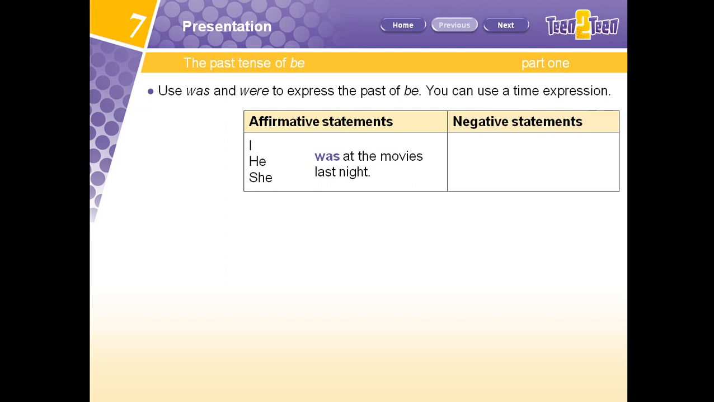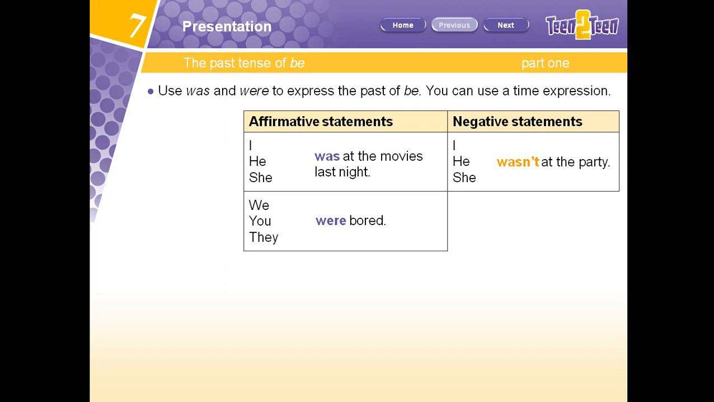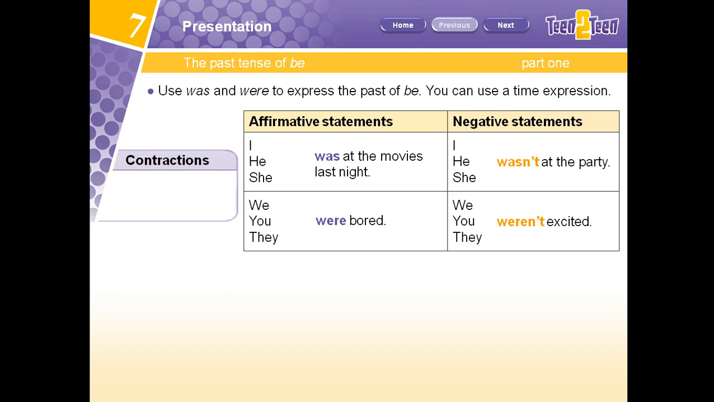And look at negative statements. Olumsuz cümlelere bakalım. I wasn't at the party. He wasn't at the party. And she wasn't at the party. Now, that means we use was and wasn't with the subject pronoun I, he, she. Don't forget that. I, he, she, it. We were bored. You were bored and they were bored. We weren't excited. You weren't excited and they weren't excited. We use were and weren't with the subject pronoun we, you, they. Don't forget that. Now contractions. Contractions means in Turkish kısaltmalar. Was not, wasn't. Were not, weren't.